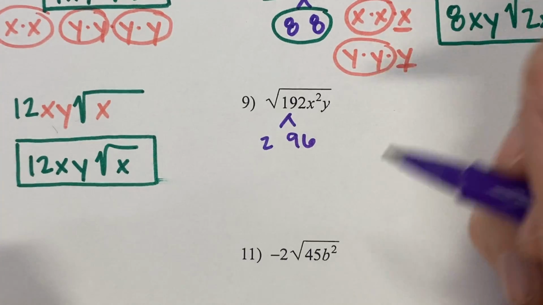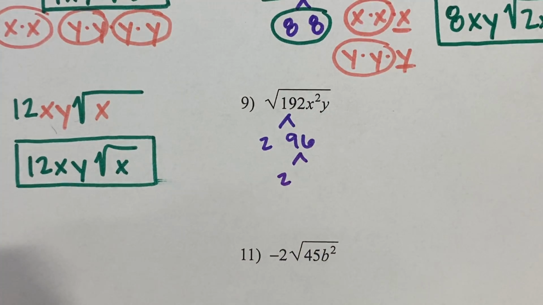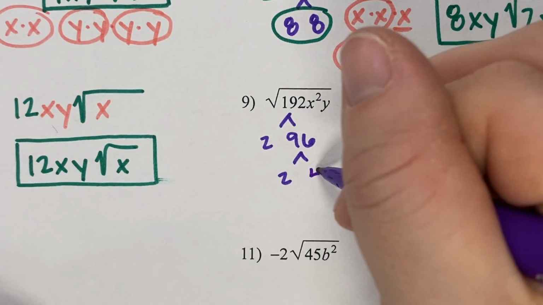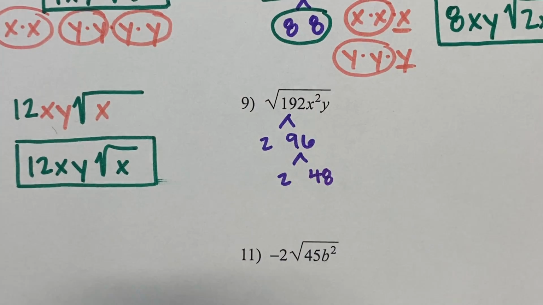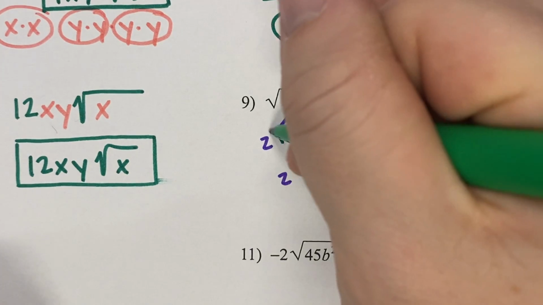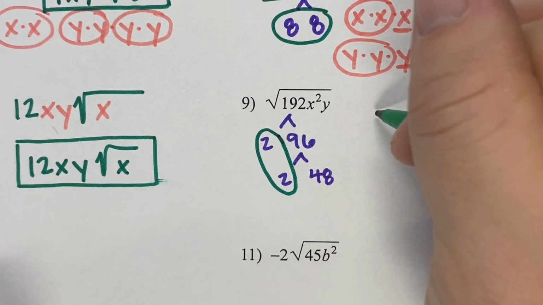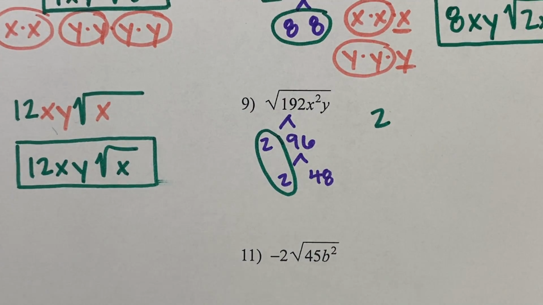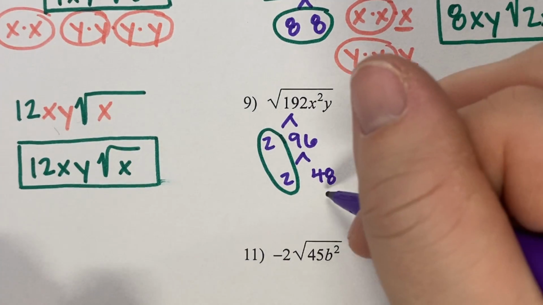I don't see another nice number, so again, it's even. I'm just going to keep breaking it down. So 96 divided by 2 gives me 48. Now, you might see a pair already, so let's go ahead and just put that aside. So we have a pair of 2's that got to leave. Let's keep breaking 48 down.